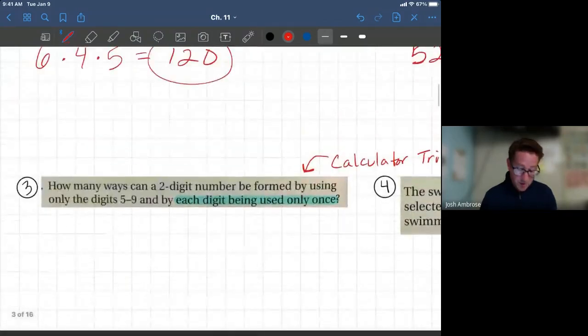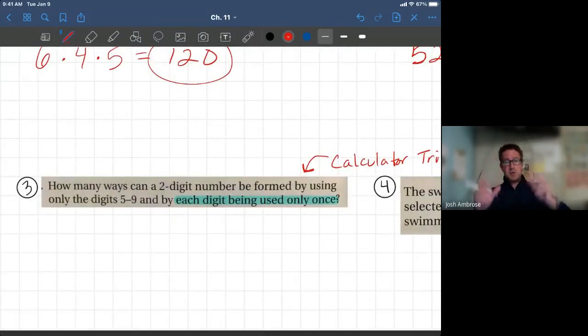Now let's do our third example. This one right here, I'm going to teach you one of the calculator tricks. All right, so let's read this. How many ways can a 2-digit number be formed by using only the digits 5 through 9? So that means 5, 6, 7, 8, 9. There are 5 total digits that we're picking from there. Again, only from 5 through 9. Now here I've highlighted the important piece to try and teach you what you have to really be looking for in these problems. It says each digit being used only once.